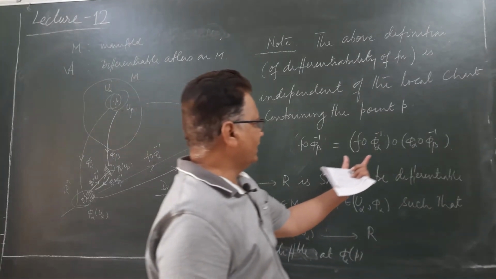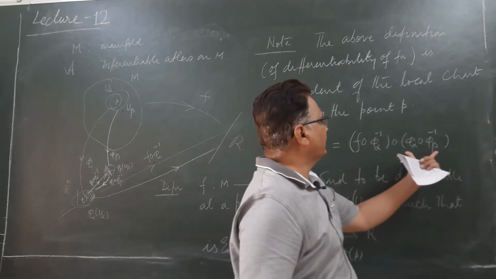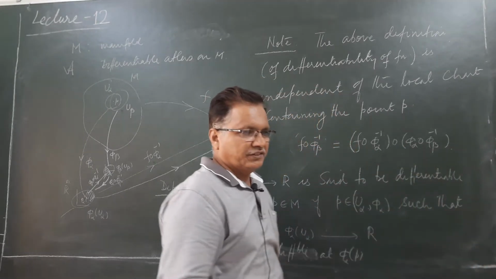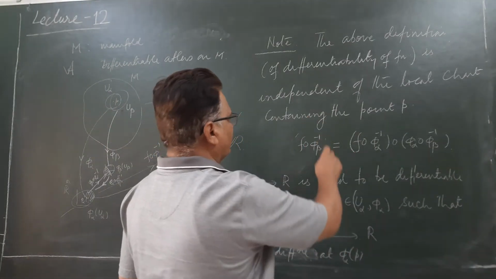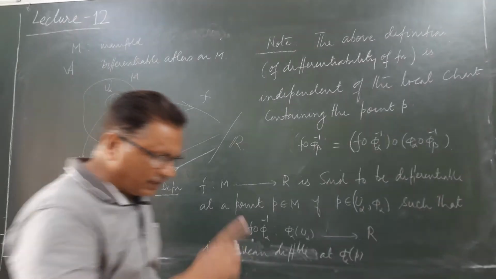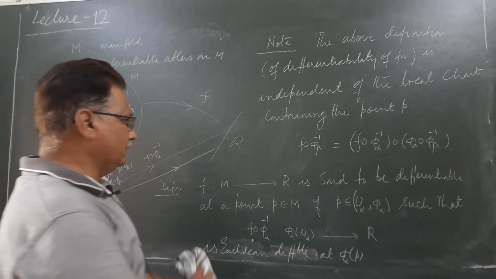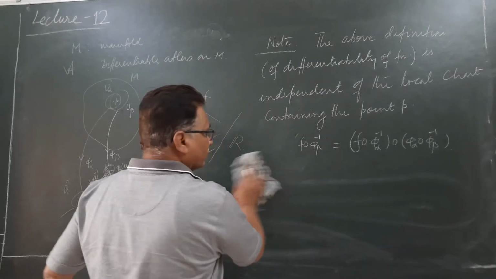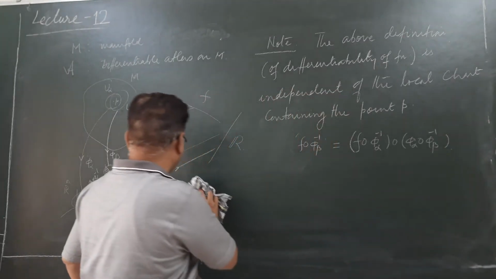Now look here, this map is already differentiable with respect to (U alpha, phi alpha) by the definition, and this map is differentiable because our atlas is differentiable, and therefore their composition will be differentiable in the usual sense. So this implies our function f is differentiable with respect to any other chart (U beta, phi beta) containing the point P. So what apparently felt like it might not be differentiable is not the case. In fact, if it is differentiable with respect to one chart, it will be differentiable with respect to every other chart containing the point P.